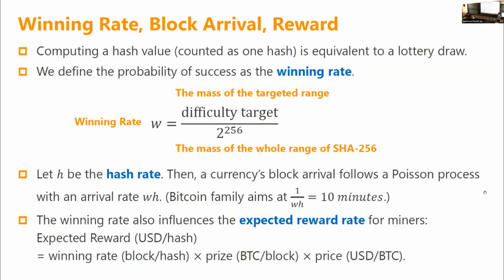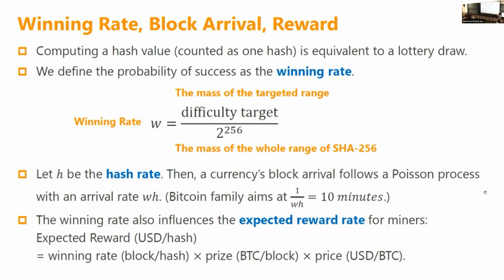Let H be the hash rate. Then the currency's block arrival follows a Poisson process with arrival rate WH. This is not our assumption, but just a precise approximation of the binomial distribution given by this lottery draw structure. Bitcoin family coins aim at achieving 1/WH equal to 10 minutes as a policy target, which means the average block time is 10 minutes.